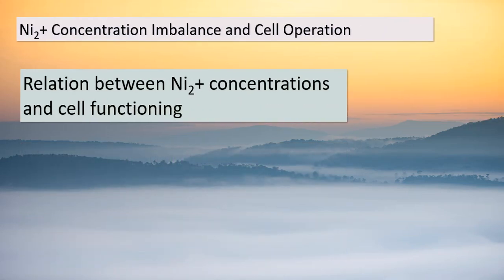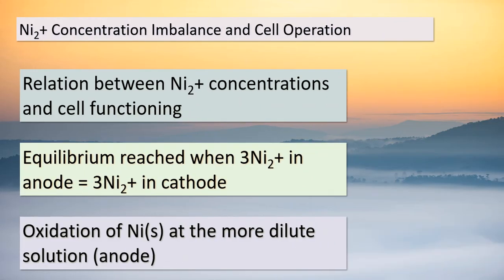As we dive deeper into the mechanics, we discover a crucial connection between Ni2+ ion concentrations and how the cell operates. In this specific case, the equilibrium point is reached when the amount of Ni2+ ions at the anode, the half cell with the more dilute solution, matches the number of Ni2+ ions at the cathode, the half cell with the more concentrated solution. To achieve this equilibrium, fascinating reactions take place, which determine the functioning of the cell. Let's understand the intricacies step by step.